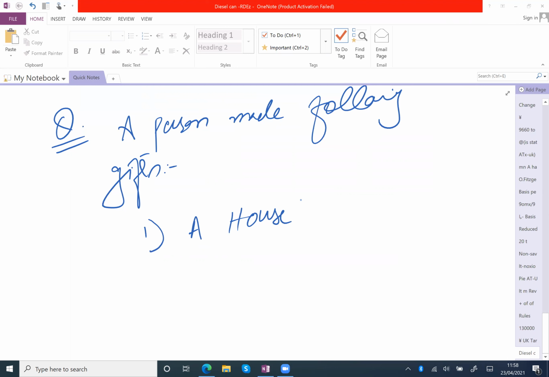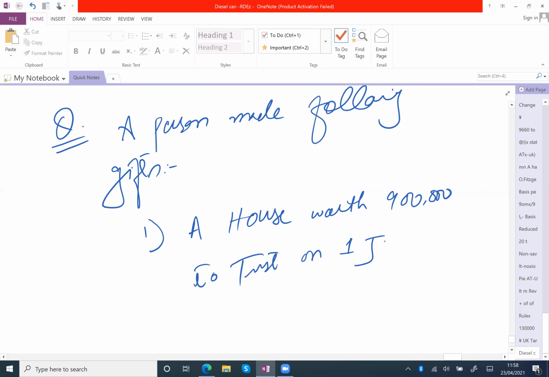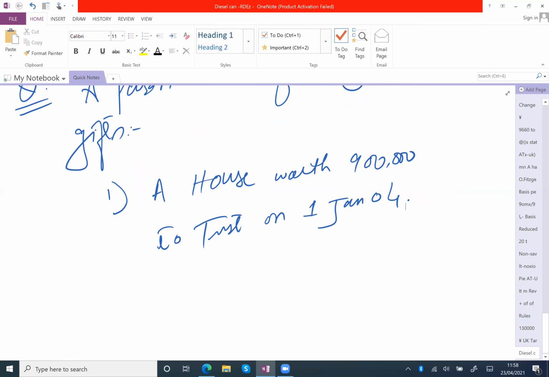First, a house worth 900,000 to trust on 1st January 2004. Second gift, the house you are gifting to trust. It means this is CLT on January 2004.